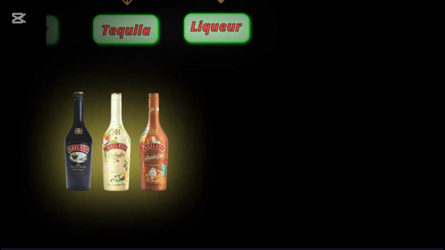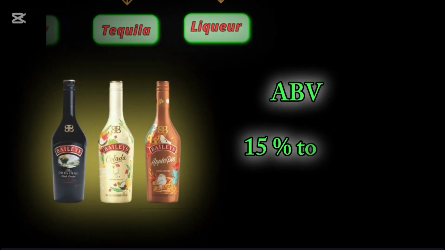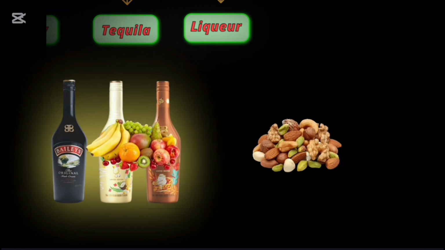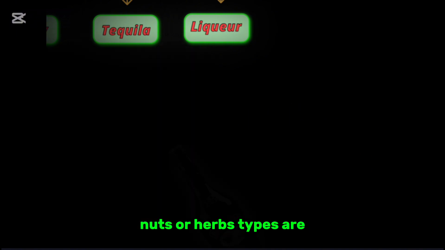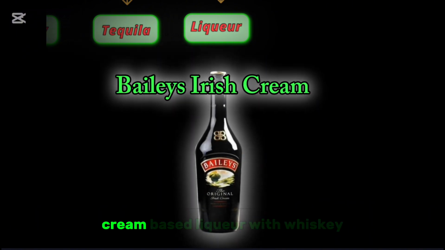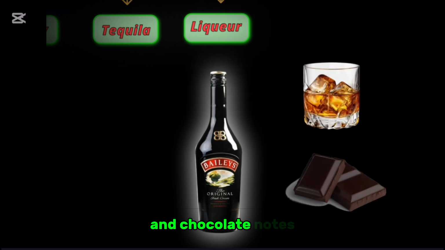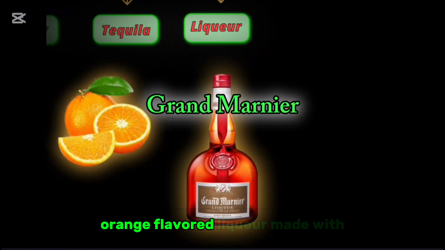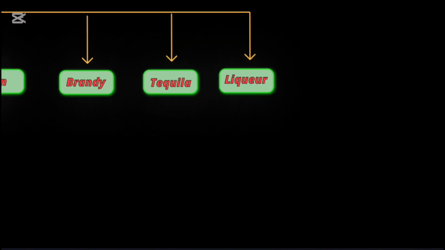Finally is liqueurs. ABV is 15% to 40%. Sweetened spirits infused with flavors like fruits, nuts, or herbs. Types are Bailey's Irish Cream, cream-based liqueur with whiskey and chocolate notes. Amaretto, almond-flavored Italian liqueur. And Grand Marnier, orange-flavored liqueur made with cognac.